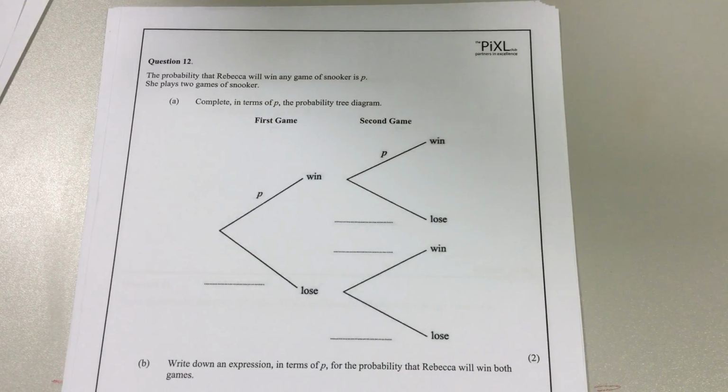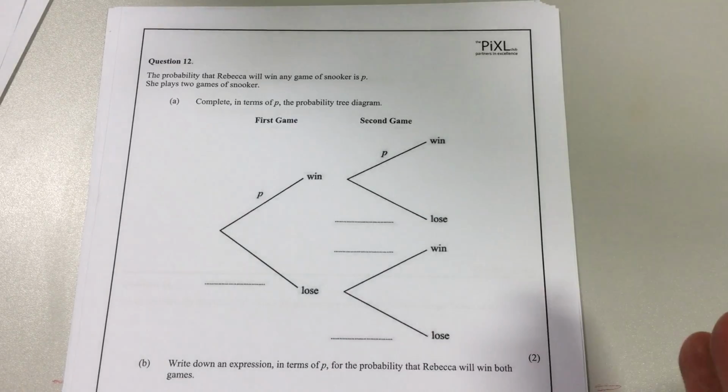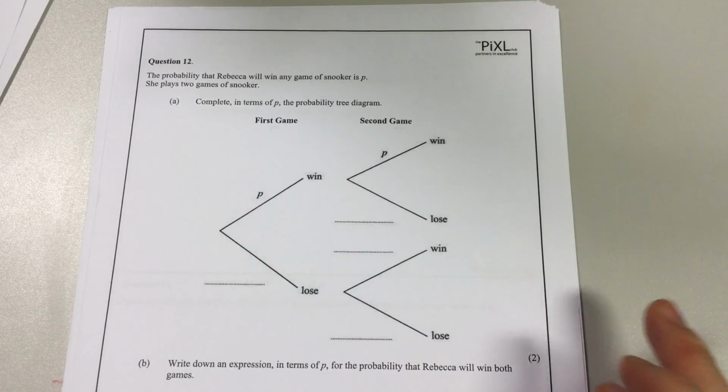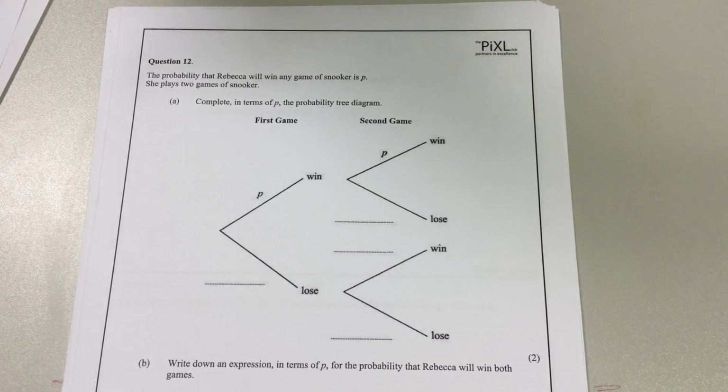Right, this one is a tree diagram. All the rules of tree diagrams apply. Okay, it's just an irregular question. Okay, so the probability Rebecca will win any game of snooker is P. She plays 2 games of snooker.